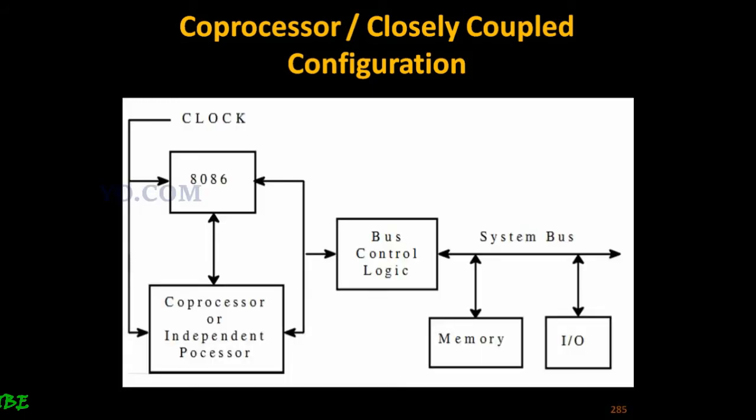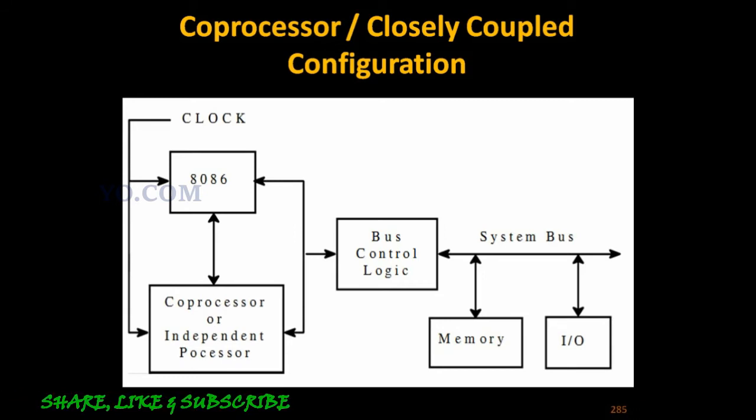Coprocessors are closely coupled processors. So this diagram indicates the coprocessor or closely coupled configuration. Here, 8086 and the coprocessor are independent processors. Both share the bus control logic and system bus.